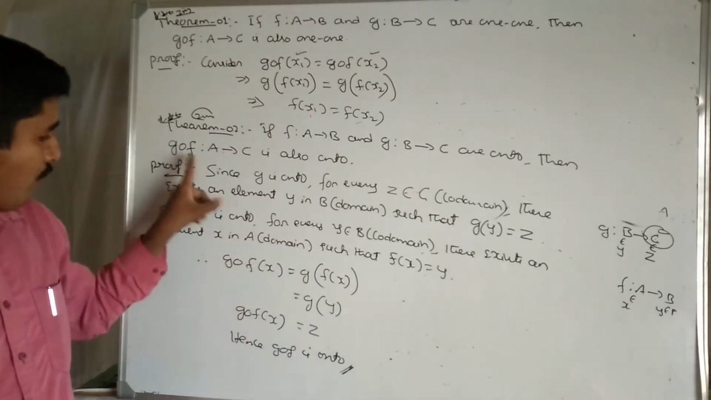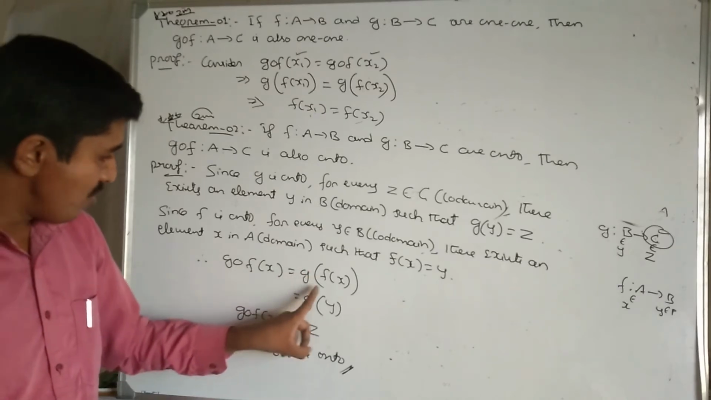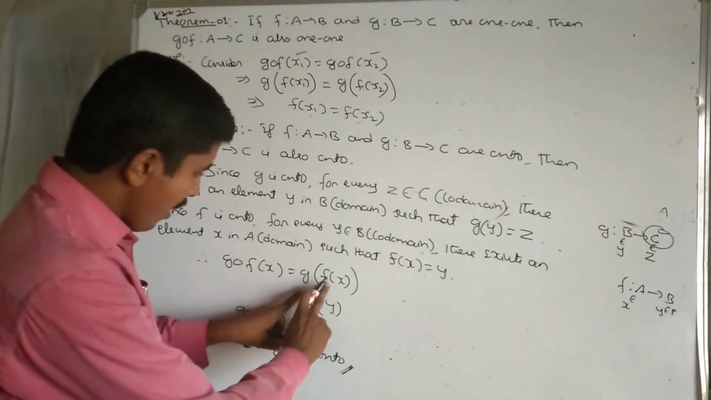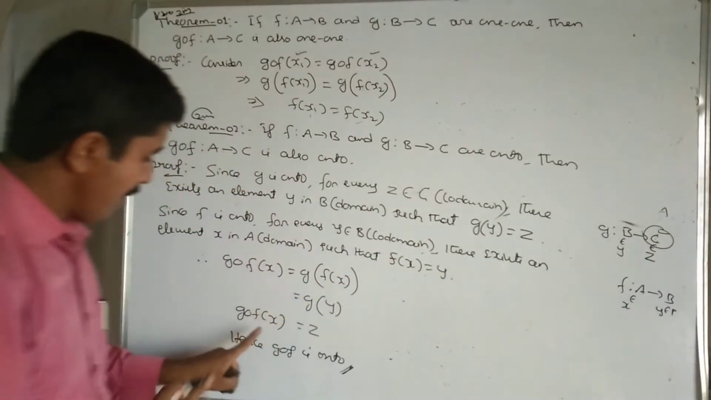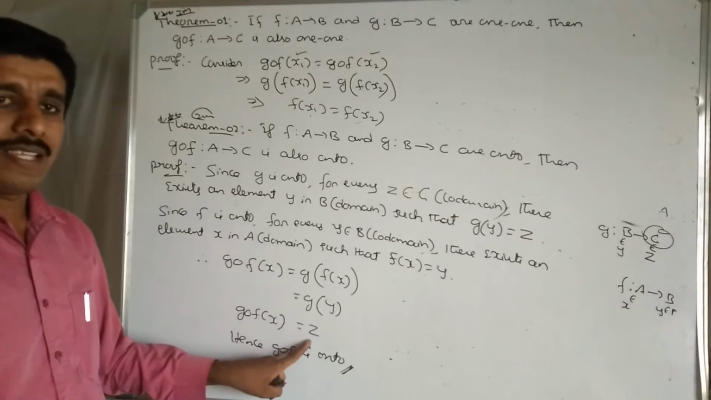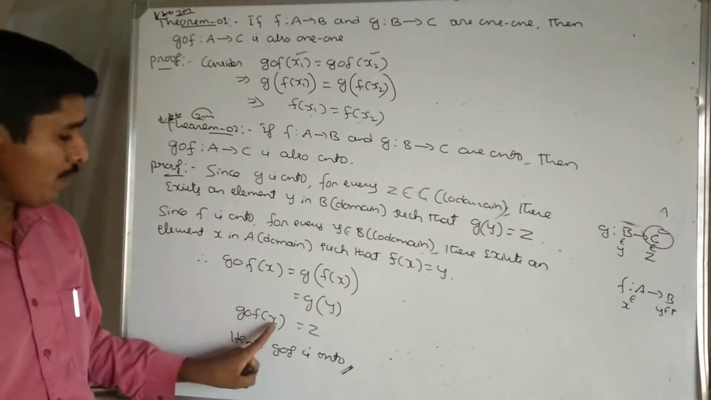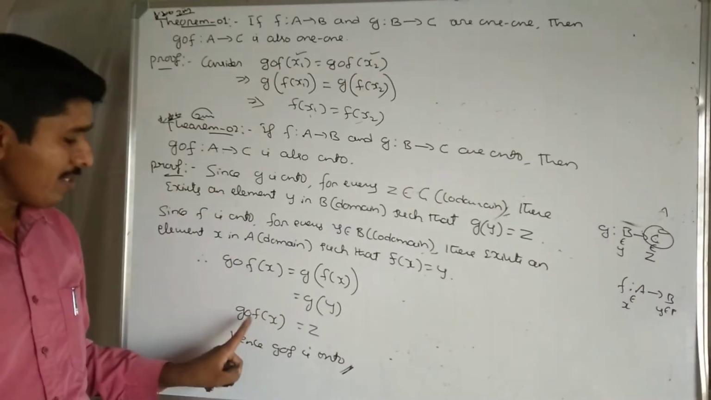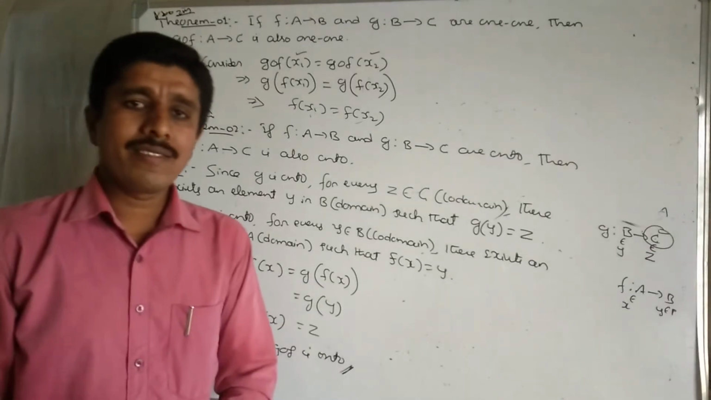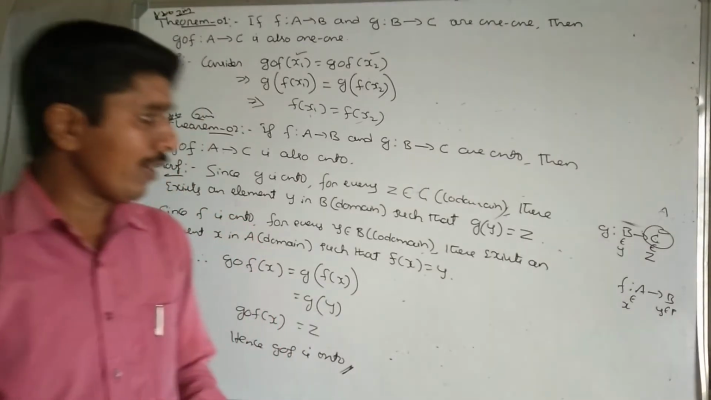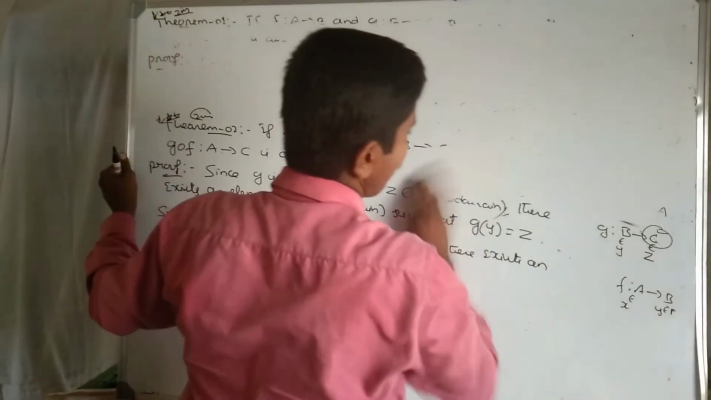Therefore, take care: g∘f of x is defined as g of f of x. Substitute f of x value y, then g of y equals z. So g∘f of x equals z, which means for every z belongs to C, there exists a pre-image element x in A such that g∘f of x equals z. Hence g∘f is onto. Got it? Both theorems 1 and 2 are important for 2 marks.